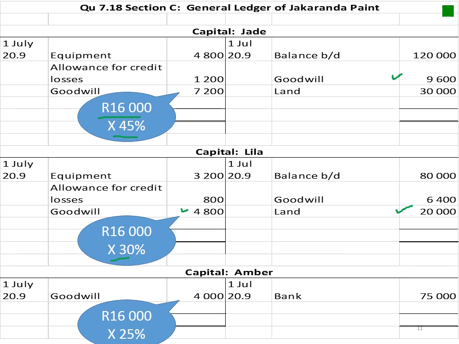And we're going to reduce Amber's account by 4,000 Rand, which they give us in the question. That's 25% of the 16,000 Rand goodwill. So each one of the partners' capital accounts has now been reduced by their share of the goodwill, and that's been calculated using the new profit sharing ratios.